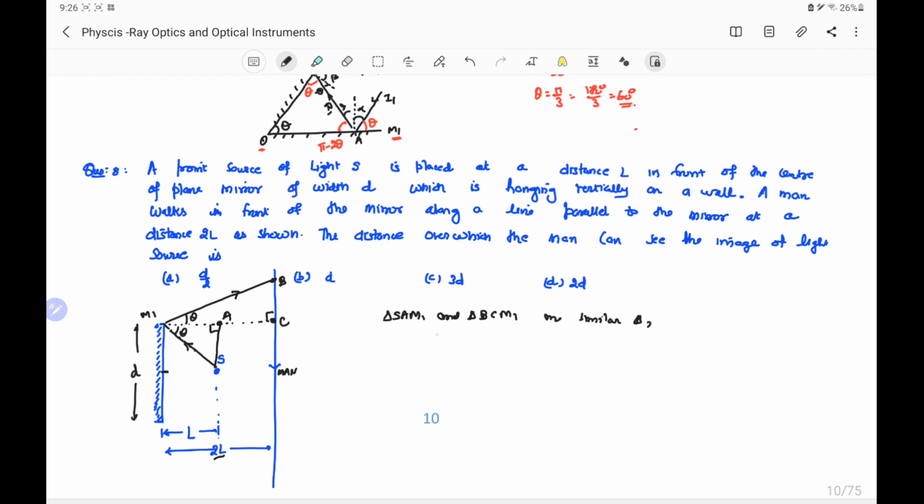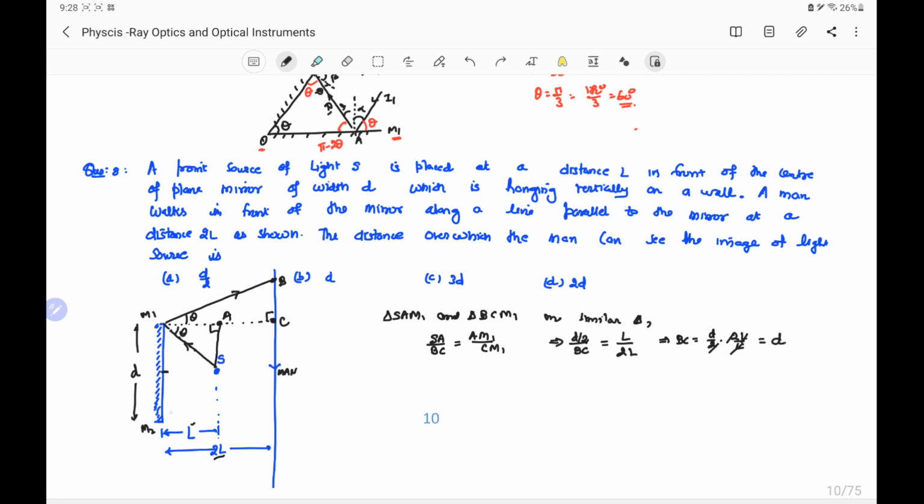We can say that SA divided by BC will be equal to AM1 divided by CM1. SA is d by 2 because S is the midpoint of the mirror. So we can write d by 2 divided by BC. BC is the distance which we have to find, and it will be equal to AM1. AM1 is given as L, the length between the source and the mirror, and CM1 is 2L. So BC is equal to d by 2 into 2L by L. L and L get cancelled, 2 and 2 get cancelled, so BC is D.